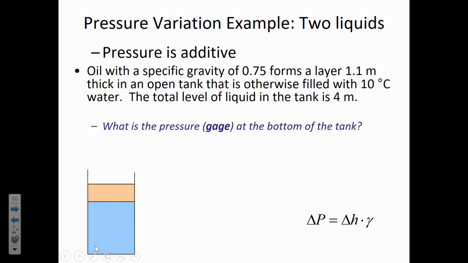So I'd like you to try that out. I'd like you to see if you can find what is the pressure at the bottom of that tank of oil and water. And we're doing this at gauge, which means we assume 0 pressure in the air.